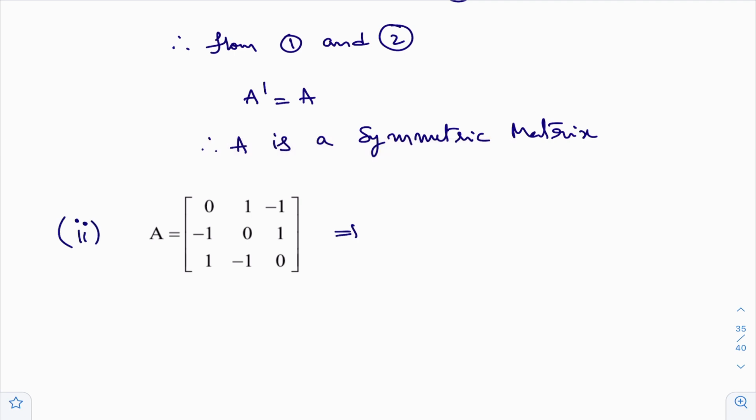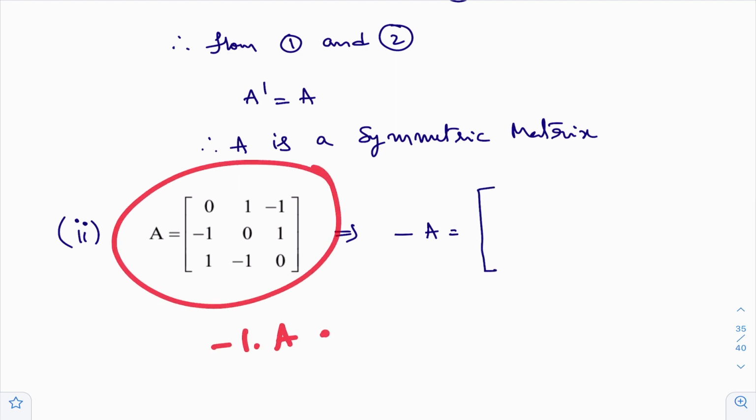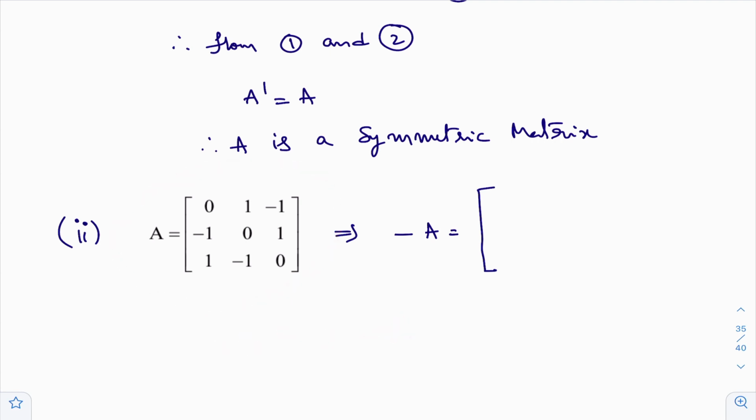Okay, from this A, I'll calculate minus A. Minus A is nothing but minus 1 into A. So minus A means each element of A, you multiply with minus 1. Multiply with minus 1, what you'll get? Minus 1 into 0, that is 0. Minus 1 into 1, that is minus 1. Plus 1, 1. 0, minus 1, minus 1, 1, 0, right? This is minus A. Now, I'll take this as equation 1.